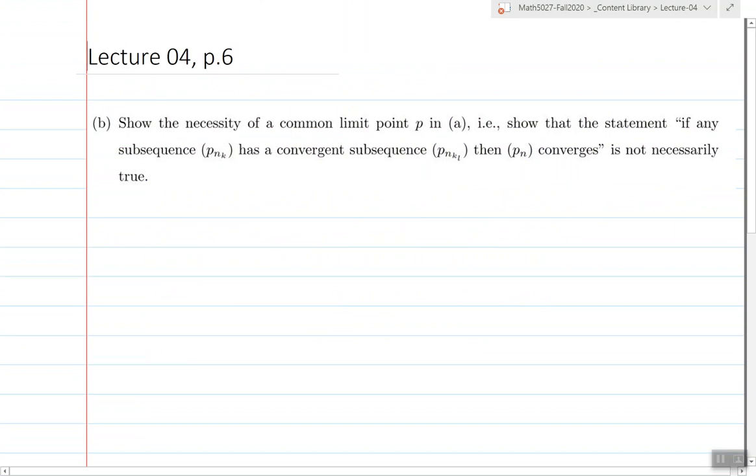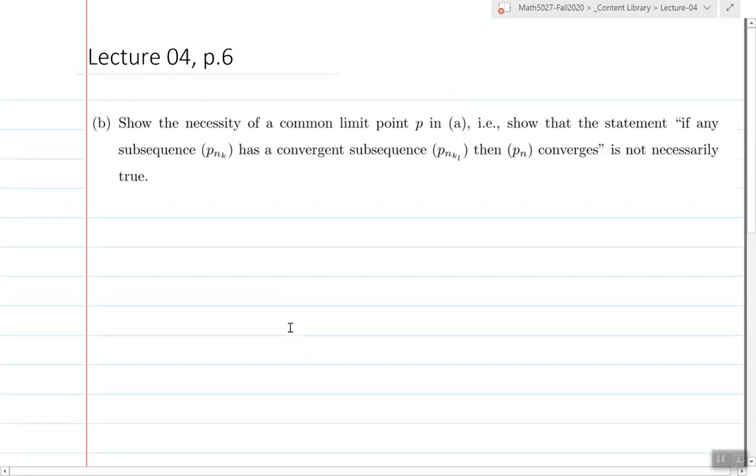And then there's something here that is great. This is one of the last things in this, to show the necessity of a common limit point. Show that the statement "any subsequence has a convergent subsequence implies that Pn converges" is not necessarily true. A problem that you've seen, maybe on page 2 of these lecture notes, is a very useful example here. That is, I believe, the last page of these notes.